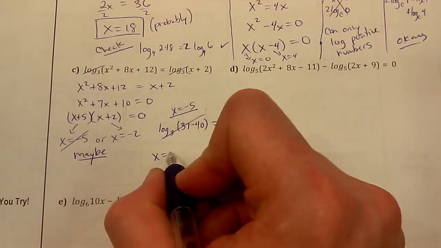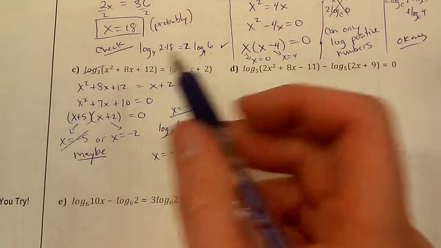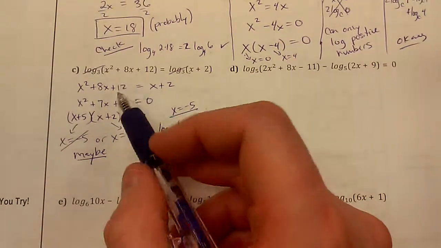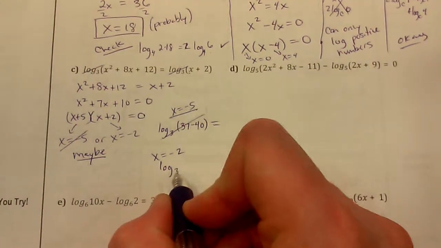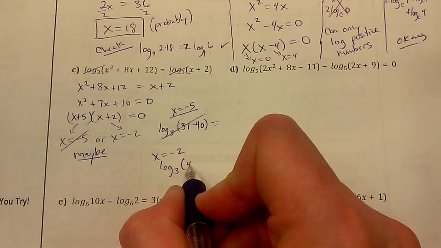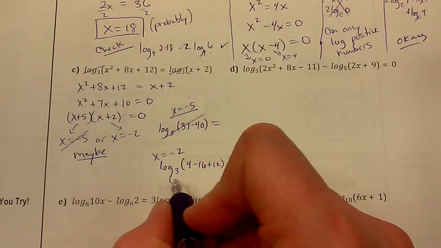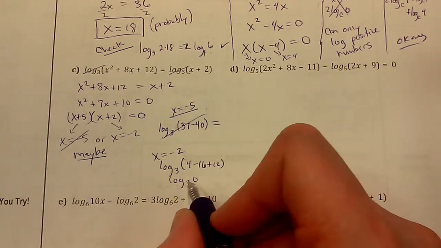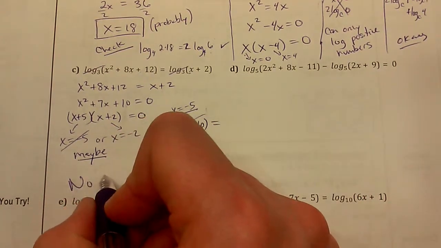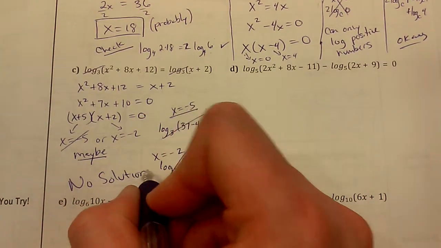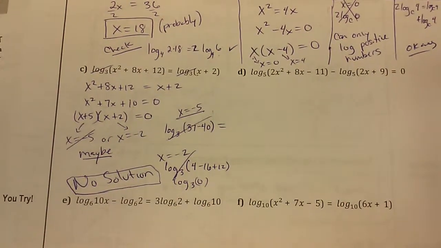So when I try x equals a negative 2, I think, yeah, it's not going to be good. So this is going to be 4. I'm going to take the log base 3 of 4 minus 16 plus 12. I'm taking the log of 0. It's not a positive number. I can only log positive numbers. So this one doesn't work either. This one has no solution. I plugged them in, they didn't work.